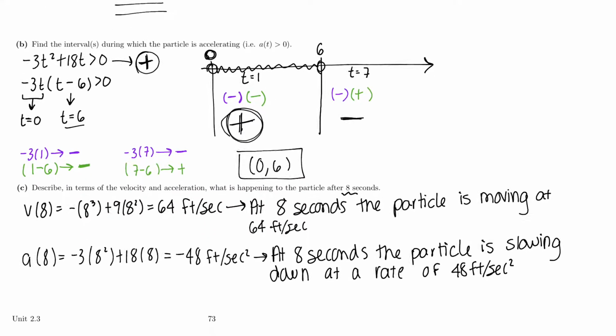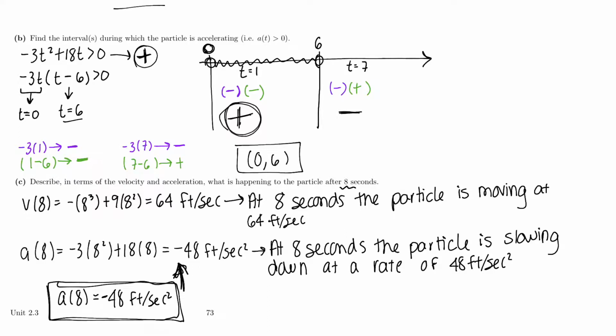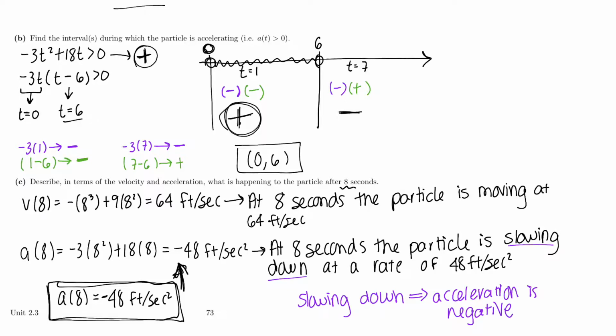And you might ask me, hey, wait, what about that negative right there? If I was simply asked what is A of 8 and not asked to describe what's happening, I would say A of 8 is equal to negative 48 feet per second squared. I would keep that negative. However, because I'm saying slowing down here, the words slowing down already imply the negative. So saying slowing down at a rate of negative 48 feet per second squared would be like you're slowing down negatively, which would be speeding up.